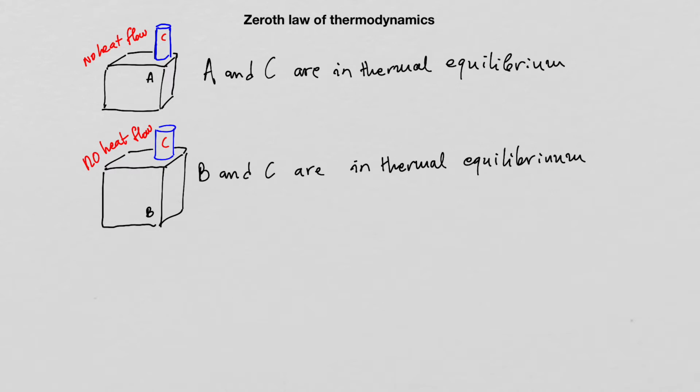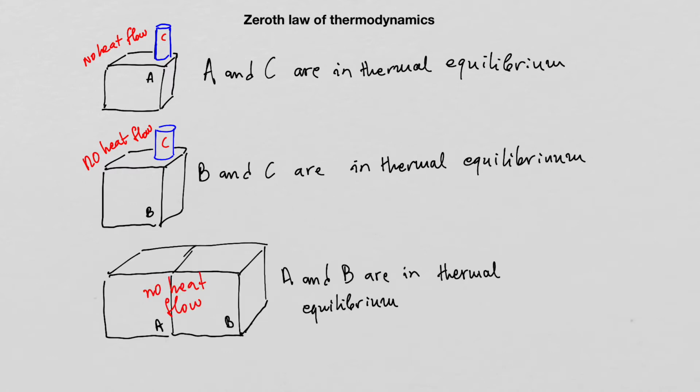Then, what happens if I bring A and B into contact? The expectation would be that there will be no heat flow, and if such an experiment is conducted, that will be the result. When A and B are brought in contact, there is no heat flow. Then that means that A and B are in thermal equilibrium as well. And this is the essence of the Zeroth Law of thermodynamics.